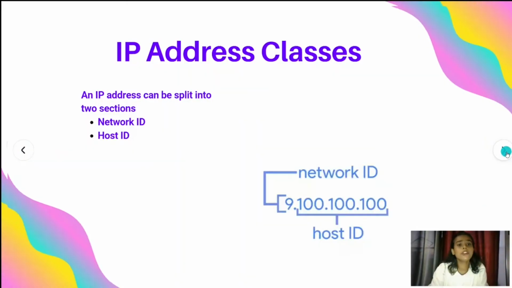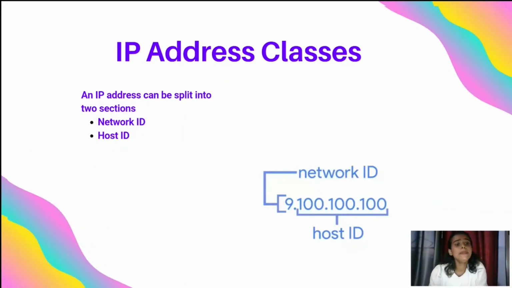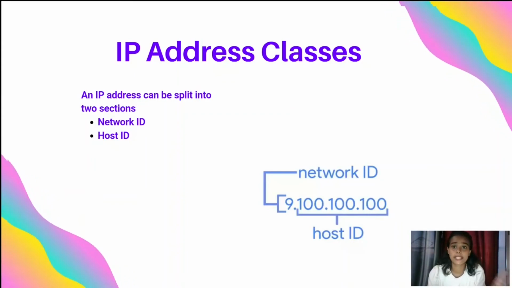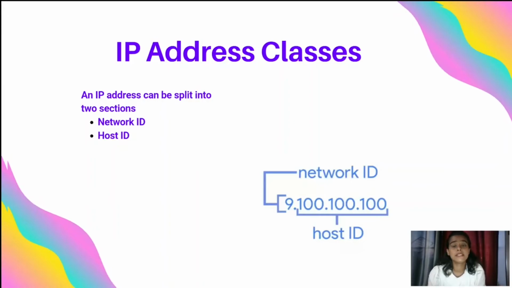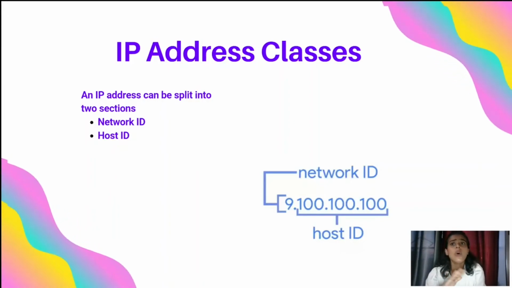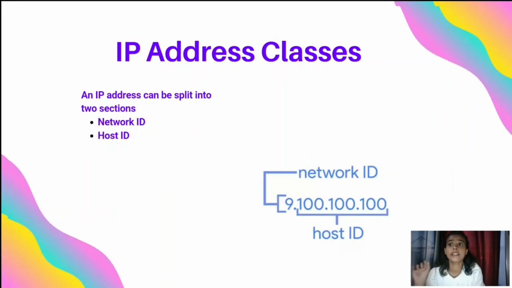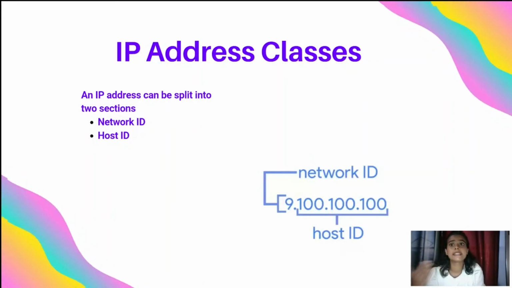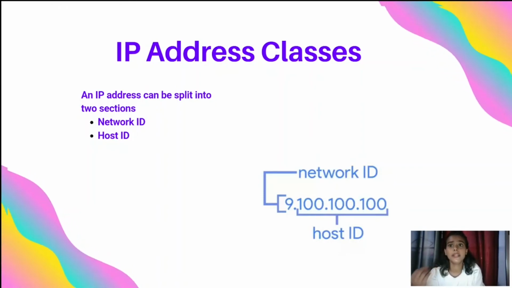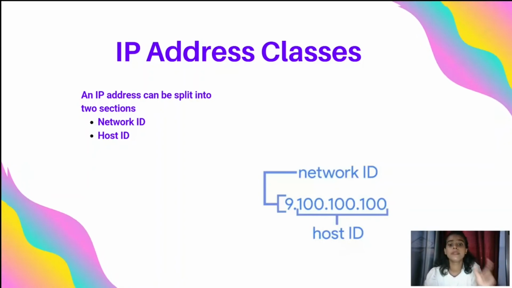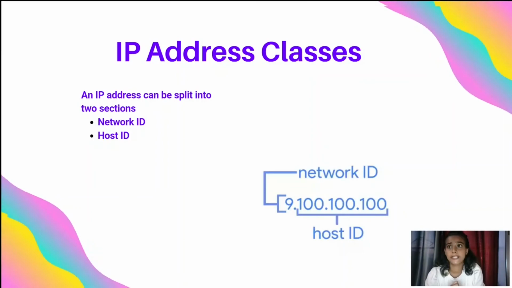Okay, moving on to the last concept, that is the IP address classes. An IP address can be split into two sections, the network ID and the host ID. Earlier we mentioned that IBM owns all the IP addresses that have 9 as the value of the first octet in an IP address. If we take the example of the IP address 9.100.100.100, then the network will be the first ID and the rest 3 IDs will be the host ID.